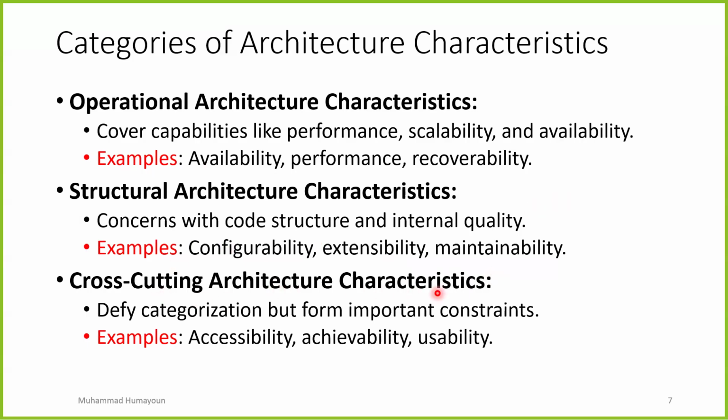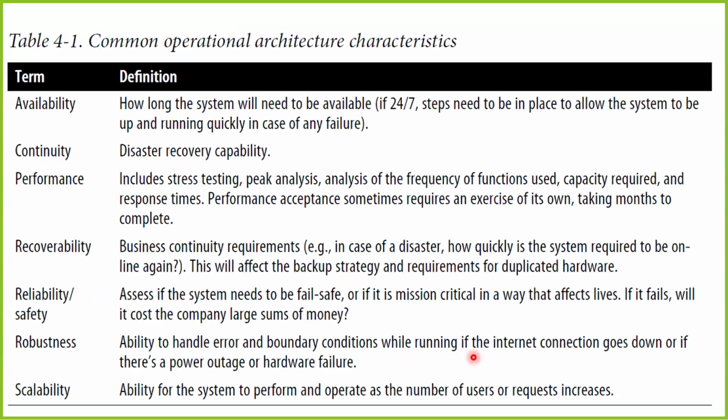Then cross-cutting architectural characteristics. Cross-cutting architectural characteristics are those we really cannot put into structure or operational. It is somewhere in between. So in a similar way, it is a fancy word, cross-cutting, for architectural characteristics that we don't know where to put them. Like accessibility, achievability, usability, these kinds of things.